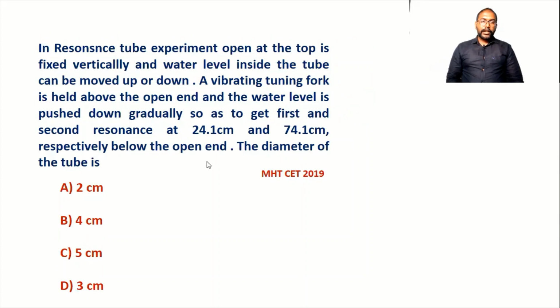See the next one. In the resonance tube experiment, a tube open at the top is fixed vertically and the water level inside the tube can be moved up or down. A vibrating tuning fork is held above the open end and the water level is pushed down gradually so that we get first and second resonance. The first resonating length I call L1, the second resonating length L2. And then the diameter of the tube. So the end correction in terms of resonating length is L2 minus thrice L1 divided by 2.